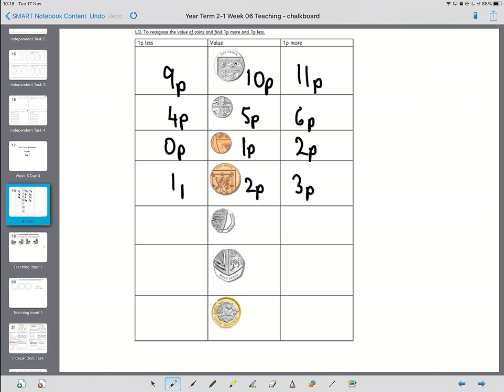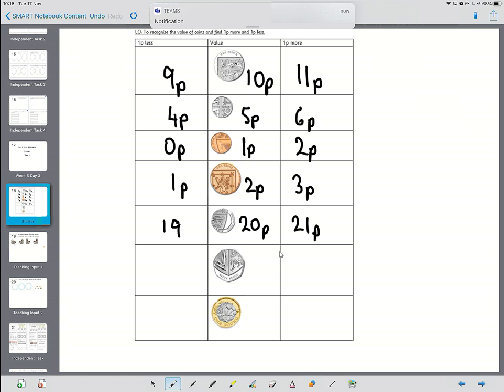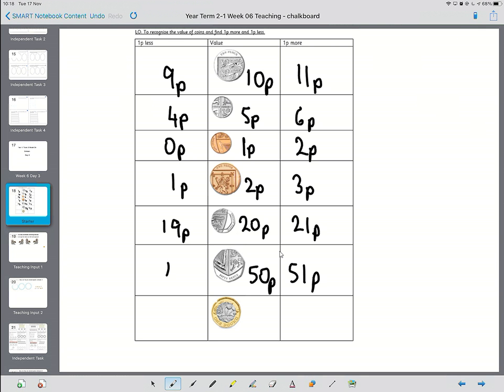One less is 1p. A 20p. One more is 21p. One less is 19p. This next one is 50p. One more is 51p. And one less is 49p. And this last one, it's actually easier. That's a pound, so that's 100 pennies.